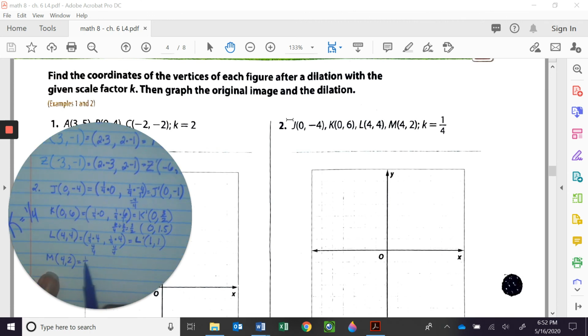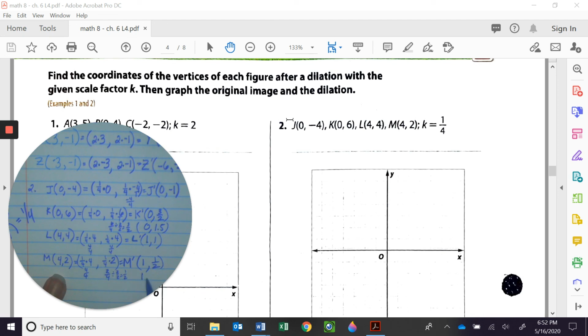Okay, 1/4 times 4 and 1/4 times 2. So our M prime, 4/4 is 1. 2/4, if we reduce, is 1/2. Again, if you had put that in your calculator, you would have gotten 1 and 0.5. Okay, either one works. All you're doing is multiplying, but you have to multiply by both things. Okay, and then of course graphing.